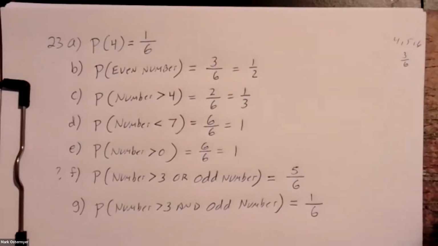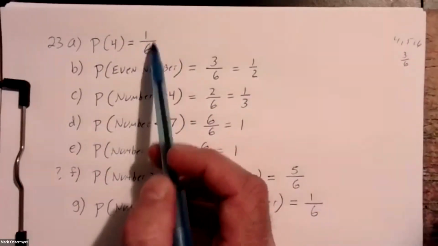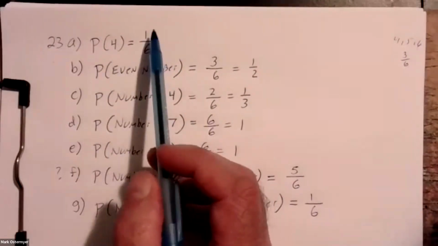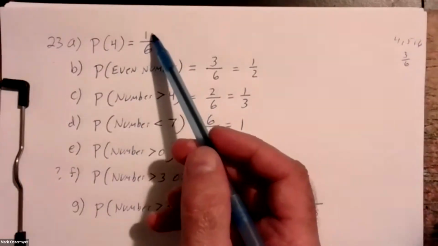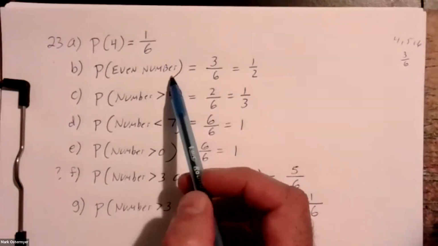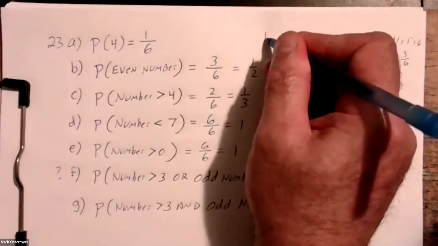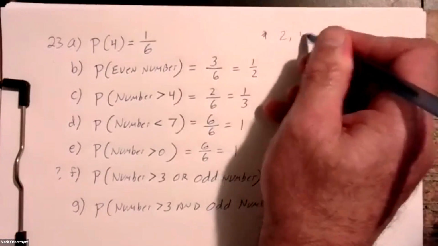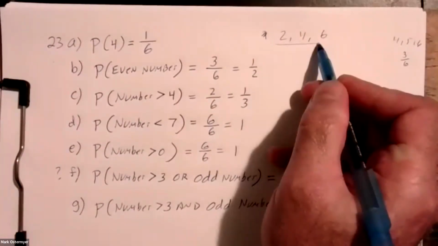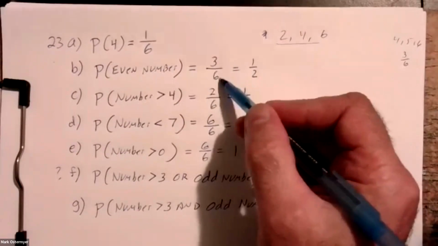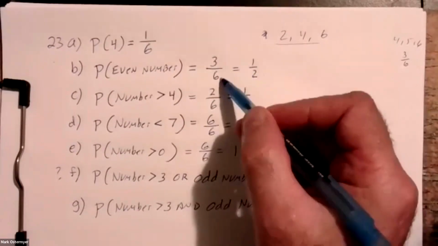Let's take a look at these here. The probability on a fair die of rolling a 4 would be 1 out of 6 chances. 1/6 would be the probability, in the sense that there's only one way to roll a 4. The probability of rolling an even number on a die: there's 3 ways to roll an even face. You could roll a 2, a 4, or a 6. These are even faces. So there's 3 ways to roll an even face out of 6 possible outcomes. 3/6, 1/2.